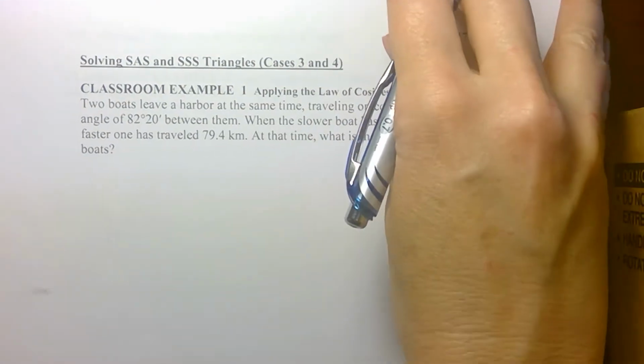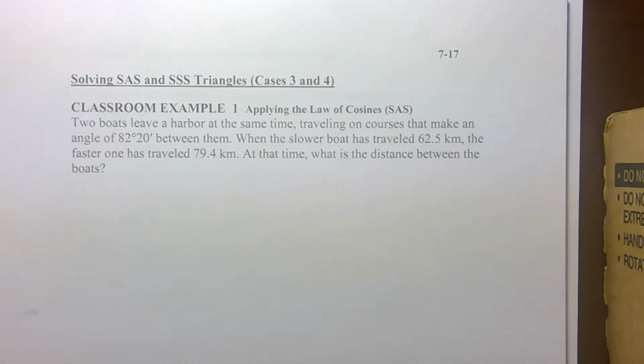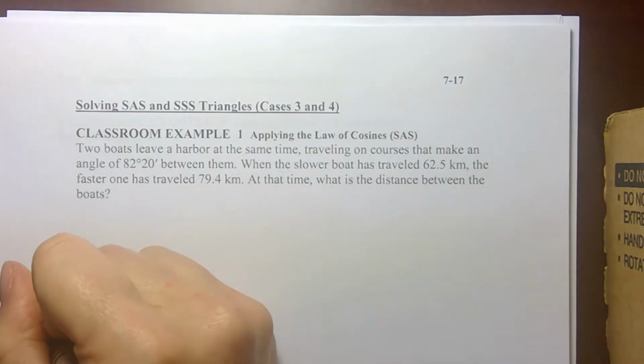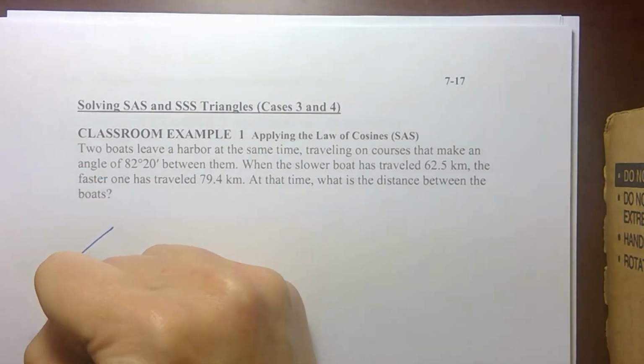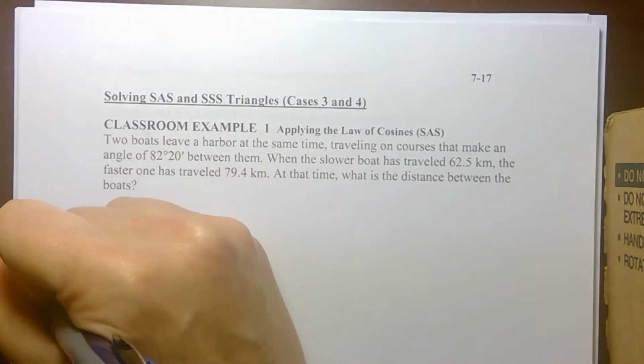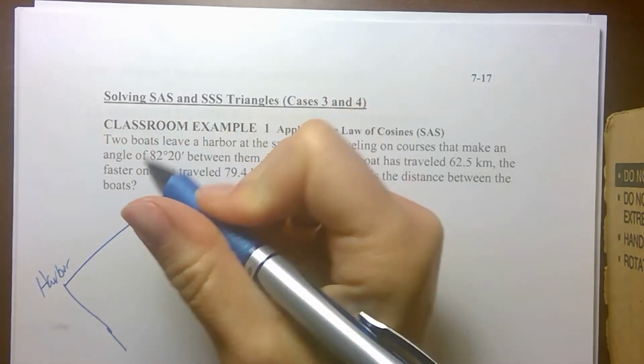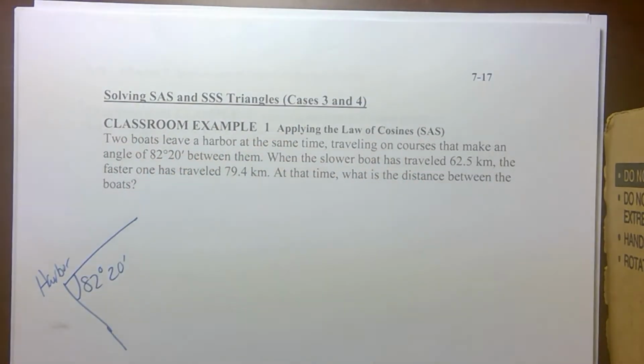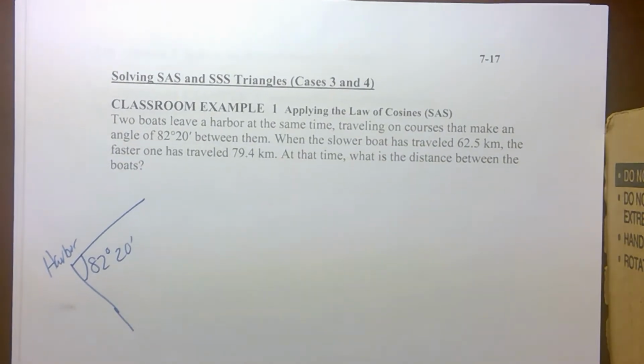It says two boats leave a harbor at the same time, traveling on courses that make an angle of 82 degrees 20 minutes between them. So I have two boats leaving the harbor. Got this harbor here. And they leave at an angle from each other of 82 degrees 20 minutes.